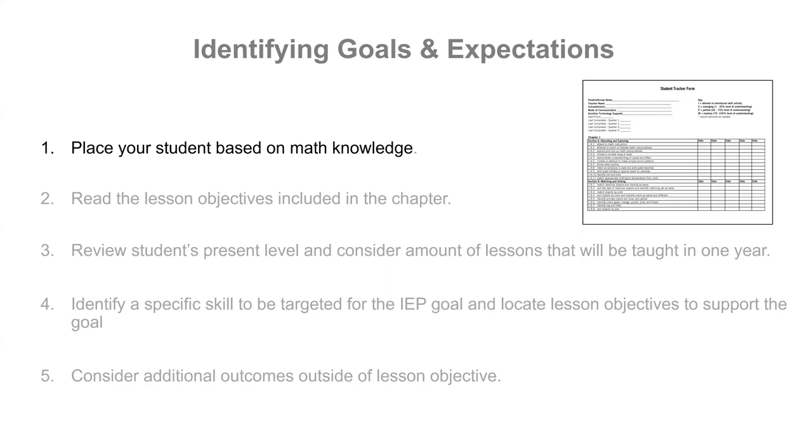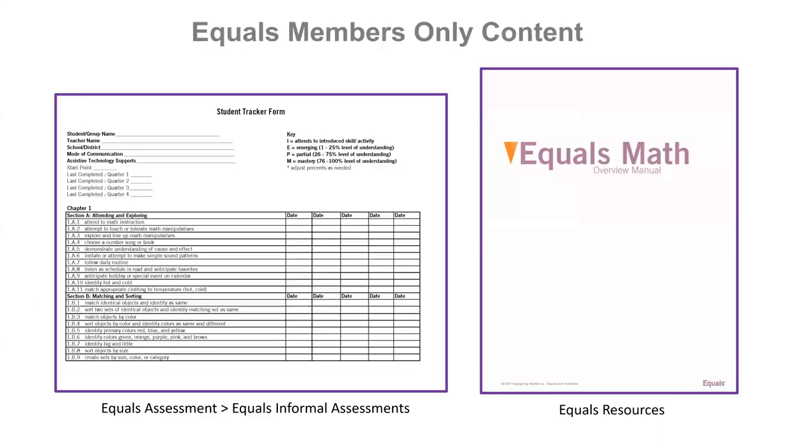Look for the overview manual in the members only content. These are the two documents I just referenced for placing your students. The document on the left is the student tracker form, and the one on the right is the overview manual. The student tracker form can be found in members only content, first by going to the Equals assessment folder and then the Equals informal assessments folder. The overview manual is found in the Equals resources folder in members only content as well.